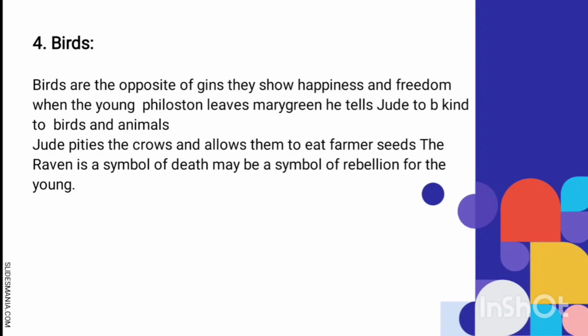Birds. Birds are the opposite of gin traps. They show happiness and freedom. When the young Phillotson leaves Marygreen, he tells Jude to be kind to birds and animals. Jude pities the crows and allows them to eat the farmer's seeds. The raven is a symbol of death, and maybe a symbol of rebellion for the young.